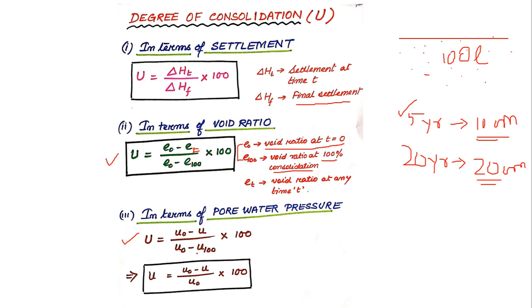Now you see, when there is 100% consolidation, there will be no amount of water left in the soil mass. Okay, so since there is no water, obviously there will be no pore water pressure. So we can write u100 is equal to 0. So this is what you can see in the next step: u0 minus 0 becomes u0 only. So this is the formula to calculate degree of consolidation in terms of pore water pressure.